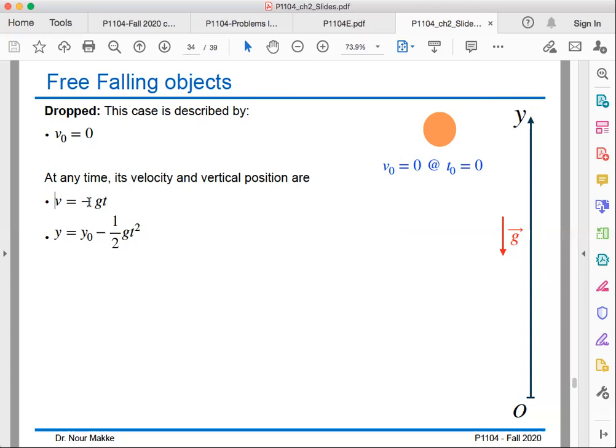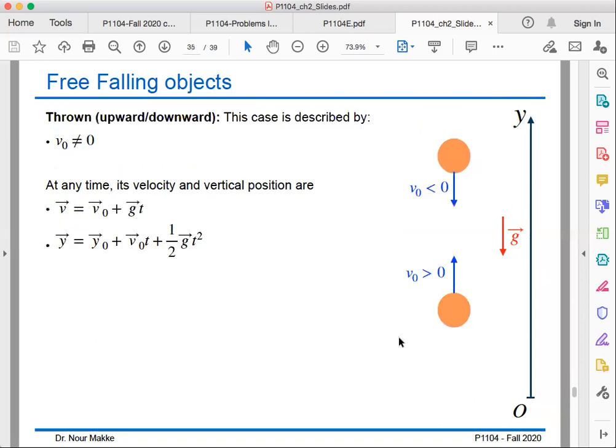So the minus sign here informs us that the velocity is a vector that points downward, in the opposite direction with respect to y. And we can also conclude that y is equal to y0 minus half gt squared. This is the case when the velocity is 0 at the initial time t0. Okay. Now, what if it's thrown upward or downward?